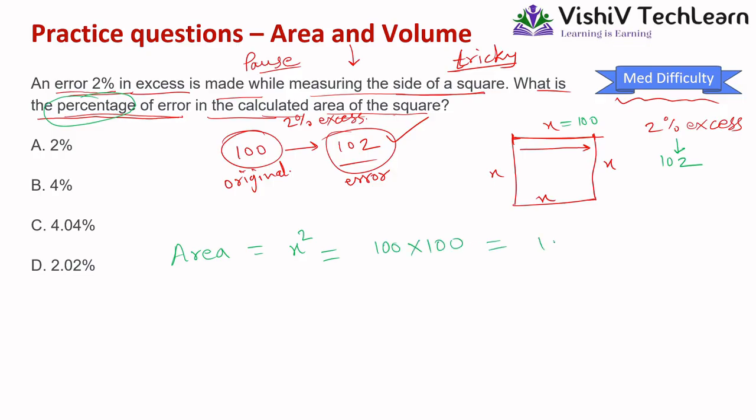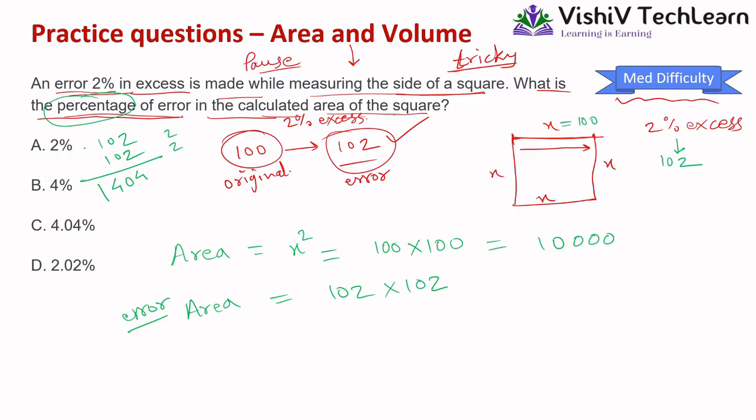Correct. So this gives 10,000 as the answer, and the area which is with error will be 102 multiplied by 102. Correct. So 102, let's do the multiplication here on some side. So this gives 2 2s are 4, then 2 0s are 0, so it will be 0 here. Then 2 1s are 2, 2 1s are 2 and 0, so 4 will be here and 1 1s are 1.